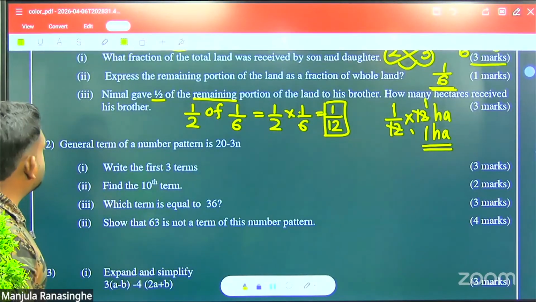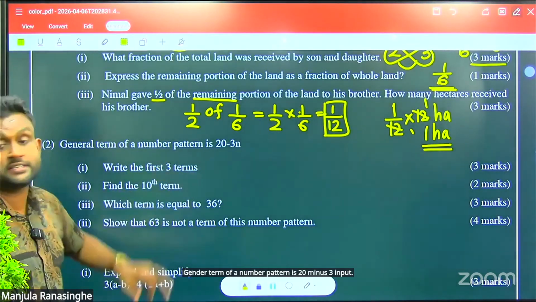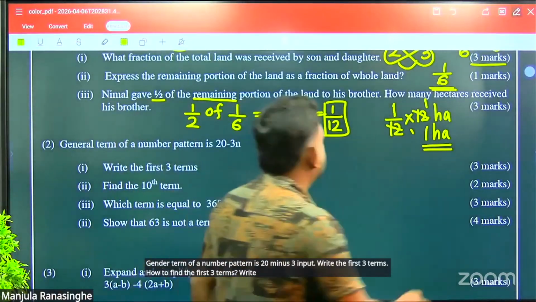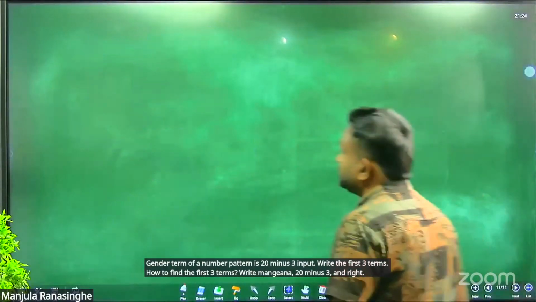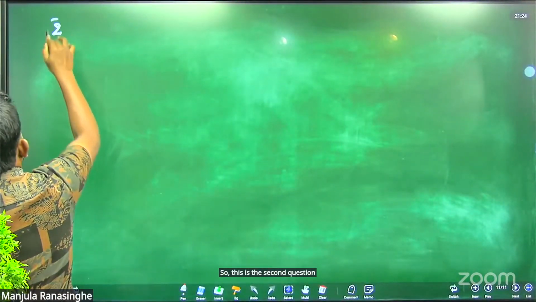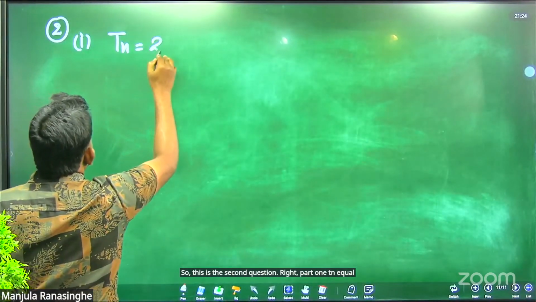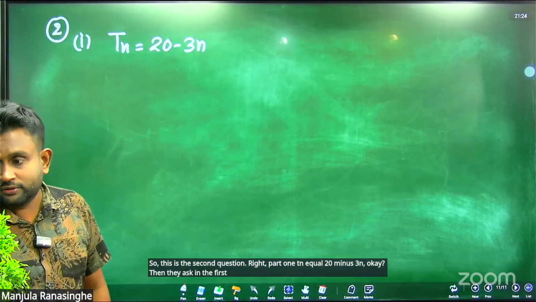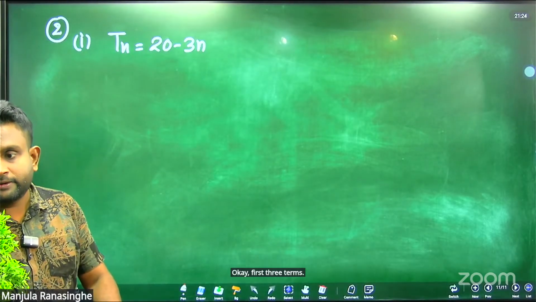The general term of a number pattern is Tn equal to 20 minus 3n. Write the first three terms. How to find the first three terms? Right, on the green board: 20 minus 3n. So this is the second question, part 1: Tn equal 20 minus 3n. Then they ask for the first three terms. Okay, first three terms. How to take?